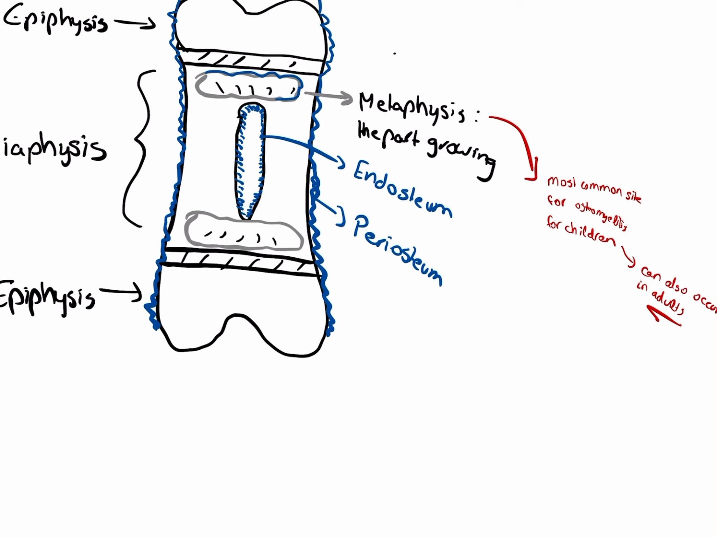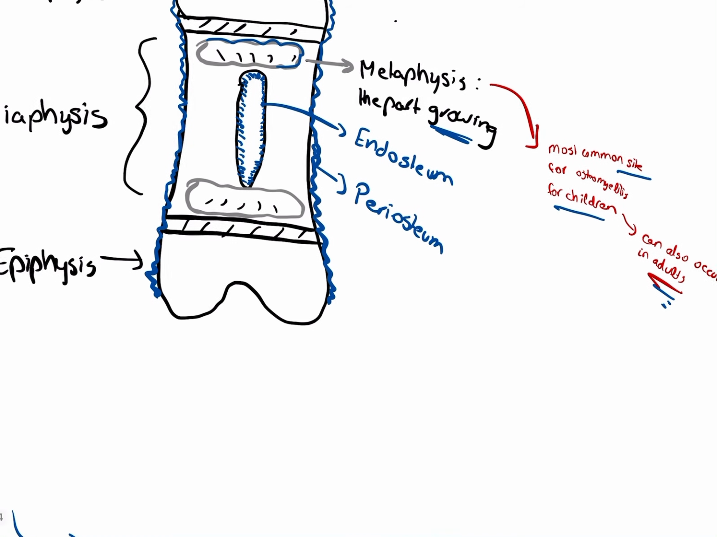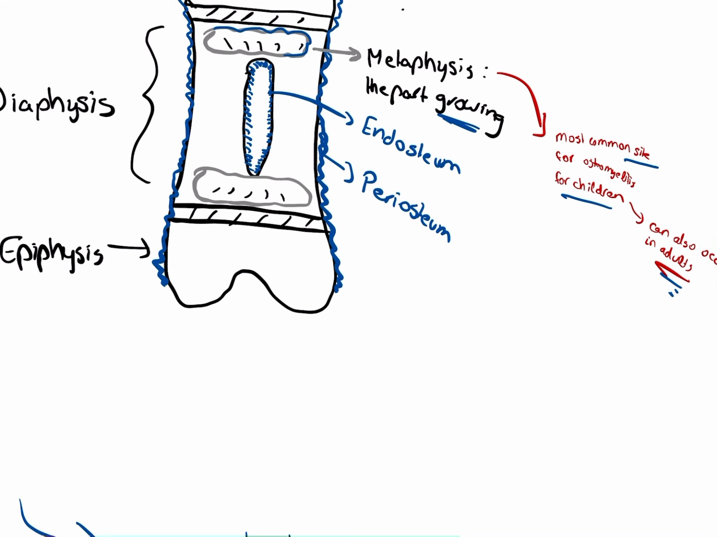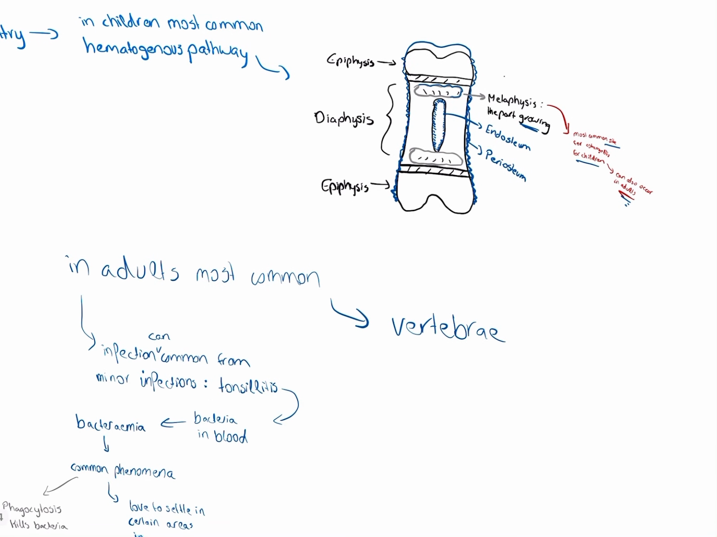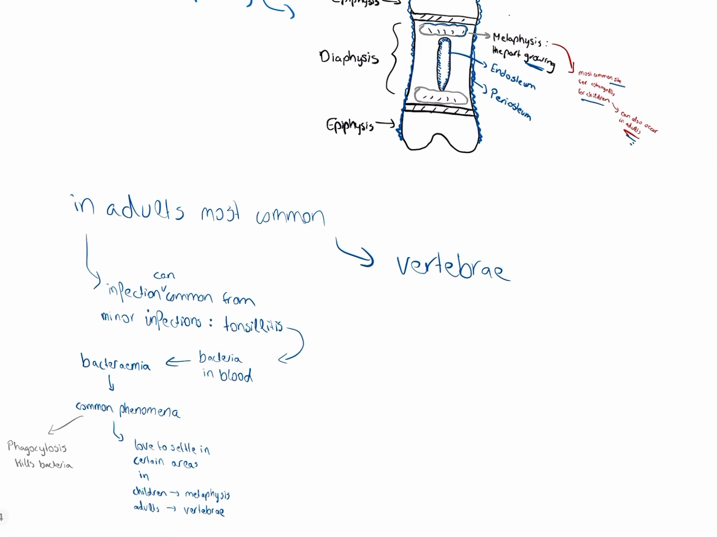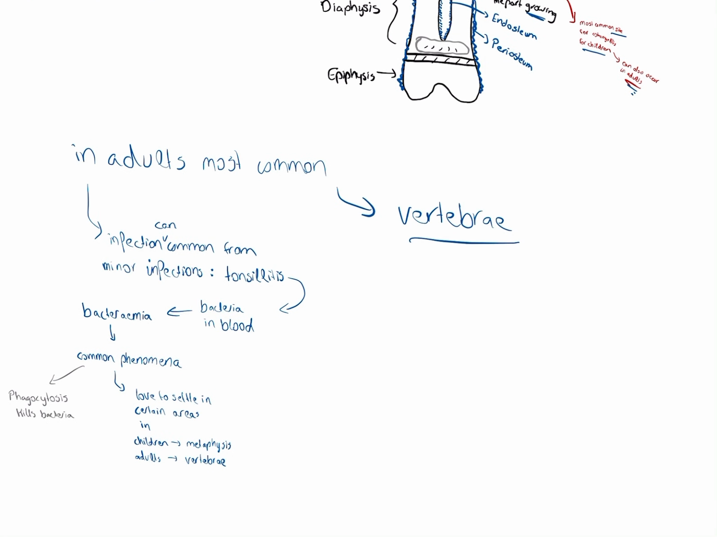In the middle, there is a part which is still forming, this is the metaphysis. This is the part that is still growing. And this is the most common site for osteomyelitis in children, which can also occur in adults. This in the middle is the endosteum, and this in blue is the periosteum. So this is the site where it is involved in children. In adults, as we said, we have the metaphysis also, but the most common site for adults is the vertebrae.